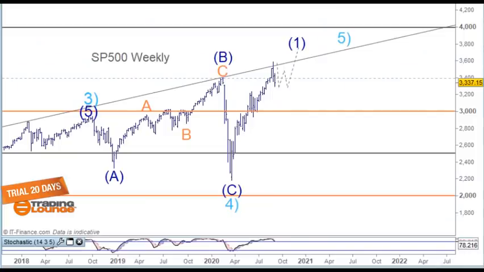Welcome to Trading Lounge and the US indices for the 14th of September. So we'll look at the SP, we'll look at the Nasdaq, and we'll look at some of the FANG stocks as well. So what I wanted to do today was to look at the different ways that we can possibly count this to the upside here.